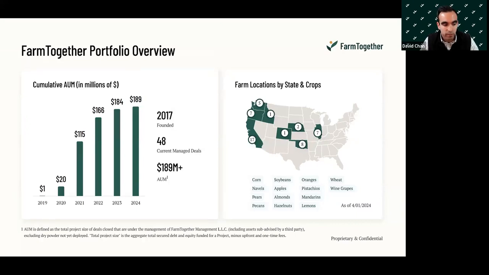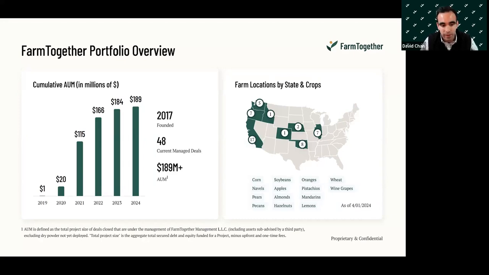We were founded in 2017. We manage north of $189 million in farmland real estate, across a portfolio of 48 properties. Looking at our portfolio, most of our properties are west of the Mississippi, with the majority along the West Coast from Washington State down through California, as well as properties in Idaho, Colorado, Nebraska, Oklahoma, and Illinois.